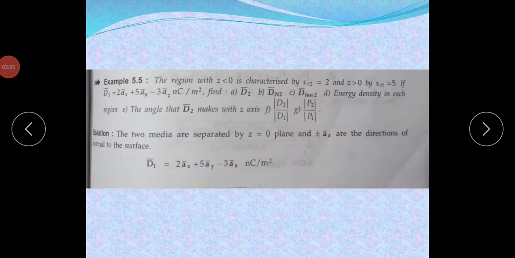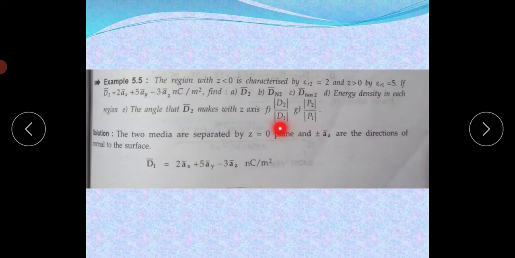Okay, next another problem. The region with Z less than 0 is characterized by epsilon R2 equals 2 and Z greater than 0 by epsilon R1 equals 5. If D1 bar equals 2 into AX bar plus 5 into AY bar minus 3 into AZ bar nanocoulombs per meter square. Find D2 bar, Dn2 bar, D tan 2 bar and energy density in each region, and the angle that D2 bar makes with Z axis.